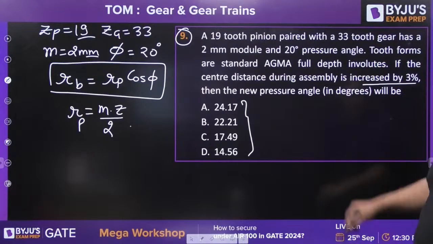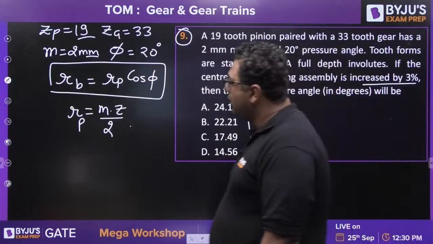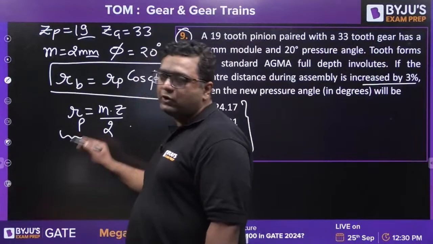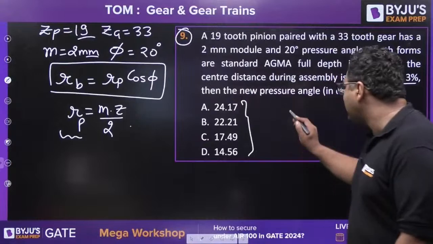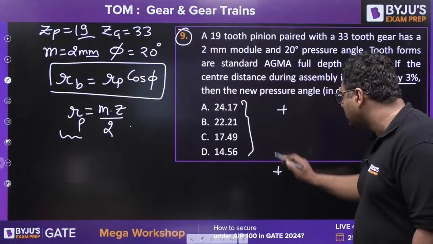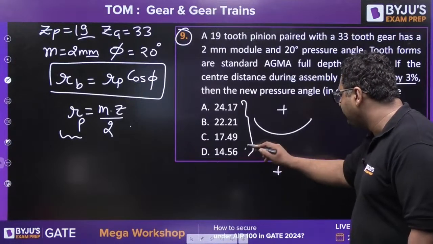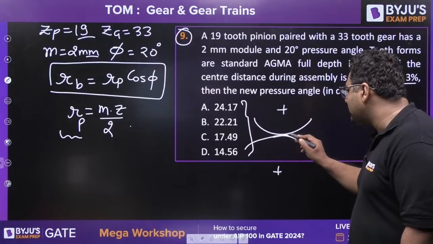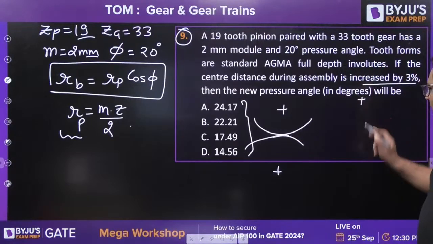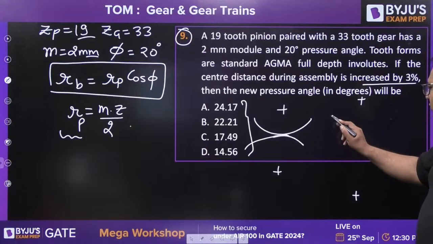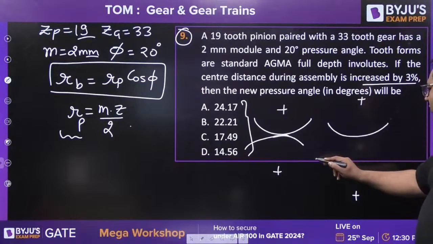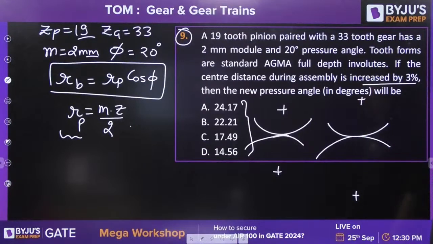So my dear, if the center distance will be increasing, obviously the radius will also be increasing. So initially, let us say this was the center distance between 2 gears. Now the center distance has been increased. It goes here, it goes there. So when the center distance will be increasing, obviously the radius will also increase.